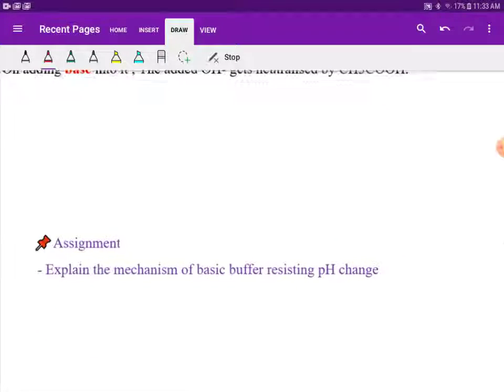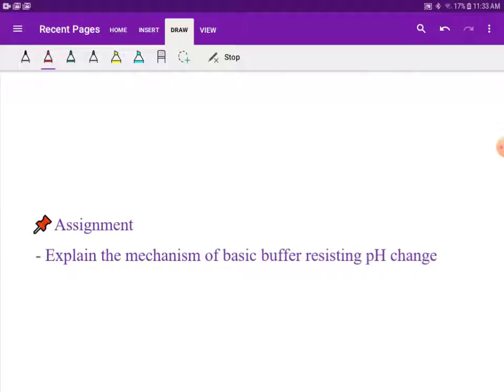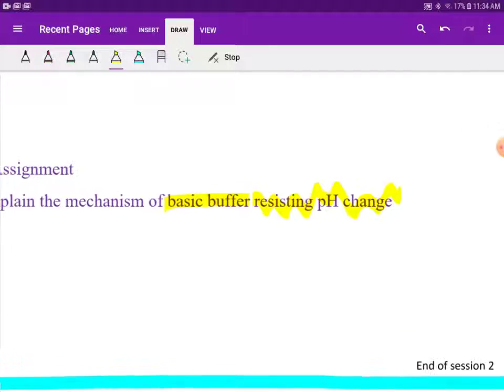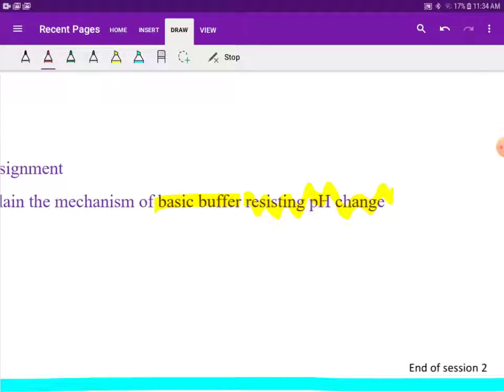I am giving you an assignment: explain the mechanism of a basic buffer in resisting the change in pH. You explain with the typical example of ammonium hydroxide and ammonium chloride as an assignment. That is over. Let me stop now.